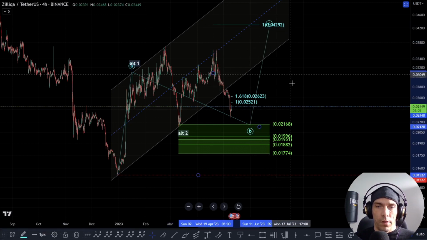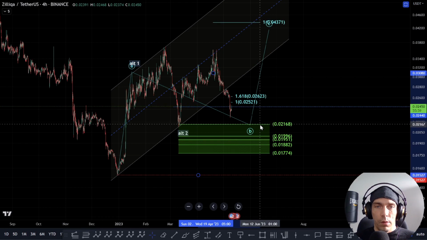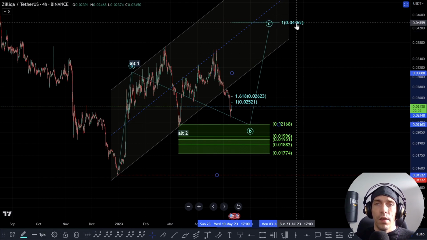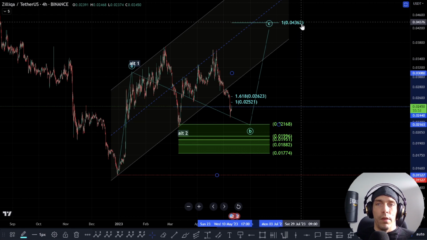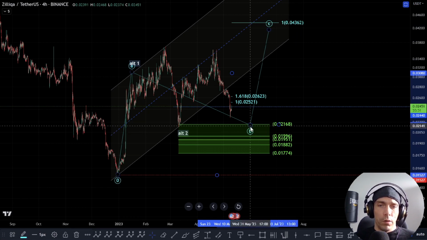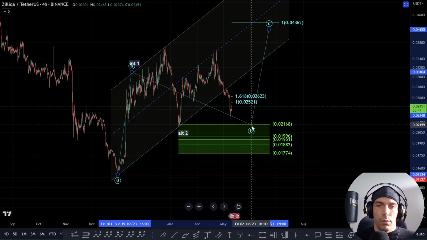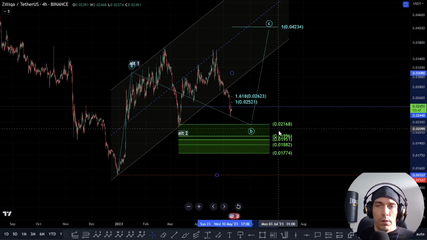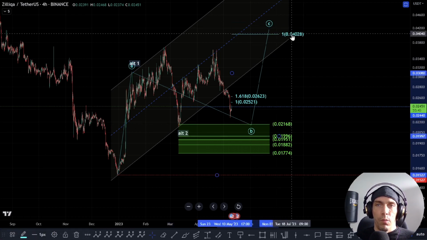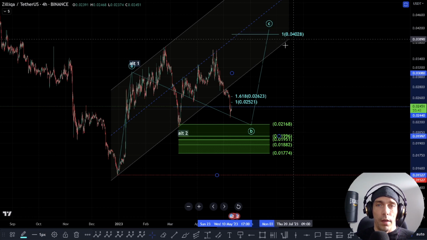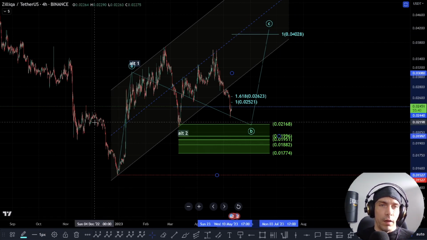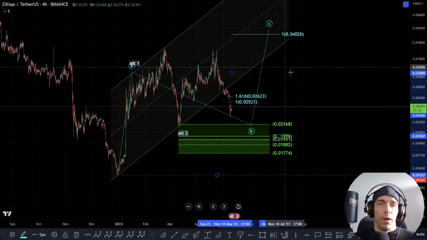If we did have this as an A, B, and a C, potentially what we could see is if we came to this 50%, that would look to actually take us up towards this 0.4362 at a 1-to-1, or alternatively, if we came down deeper towards that lower area, what we could see towards this 0.618 would actually be a move up to this 0.4028. Now, this would just be looking at this as a 3-wave move.